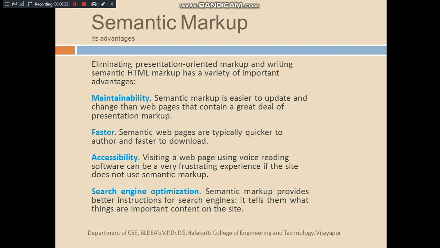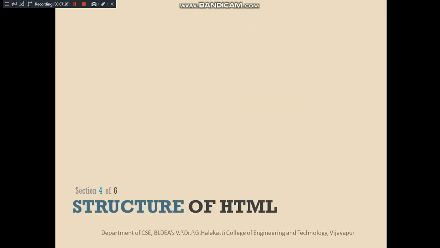Faster, because it is faster to download when only one image or only one link has to be downloaded. When you have split up the page into multiple parts, you can download them individually. Visiting a web page using voice reading software can be very frustrating if the site does not use semantic markup. Accessibility can be done easily. You can also improve search engine optimization if you are separating the header and the actual content. How you can optimize for search engines, we'll see in the later part of this.